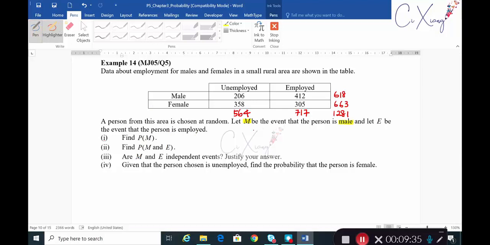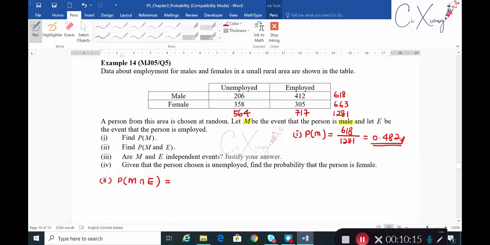Alright, so they want to know what is the probability that a male is chosen. Okay, so to get the probability that a male is chosen, get the total for male, which is 618, divided by the grand total 1281, and from here you'll get 0.482. Right, so this is a very simple and straightforward question. All right, then we proceed to part number 2. They want you to calculate the probability for M intersect E.